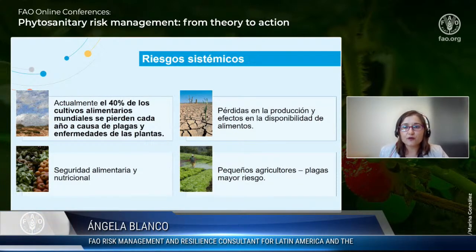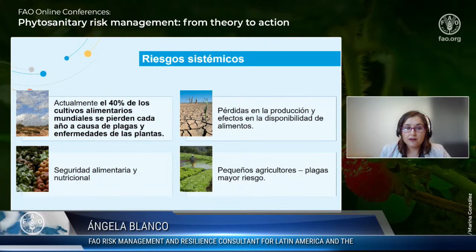Now, we see that the most vulnerable individuals are small farmers, for example, those individuals whose livelihoods are directly affected by pests. And clearly this has a significant impact on their domestic economies and their ability to access foods. And we have seen this also brought about an increase in food products, etc.